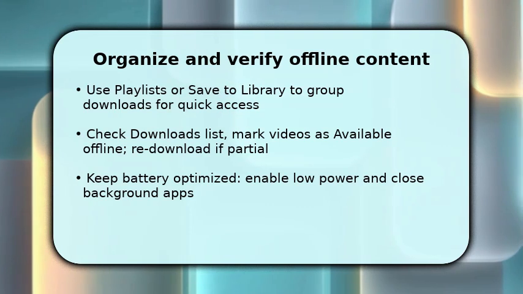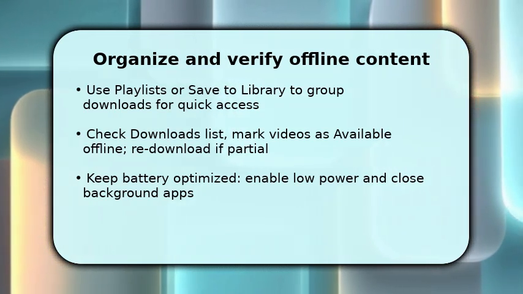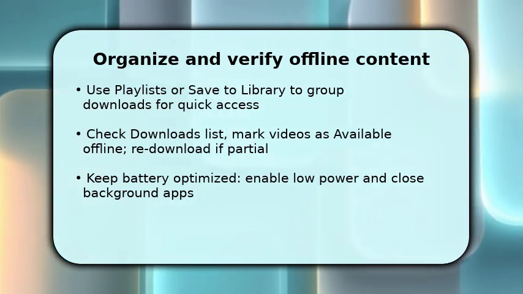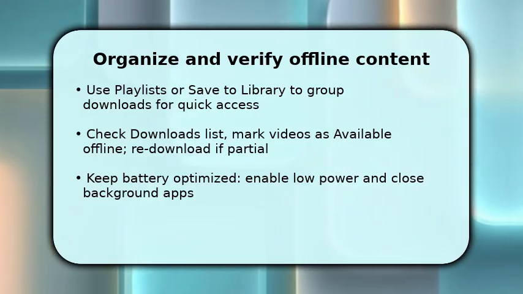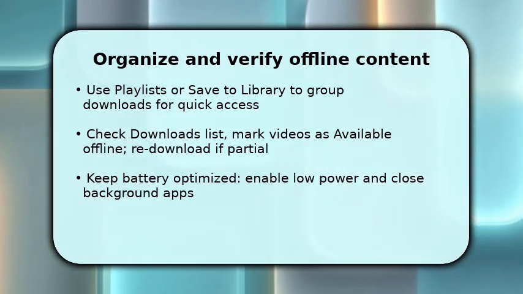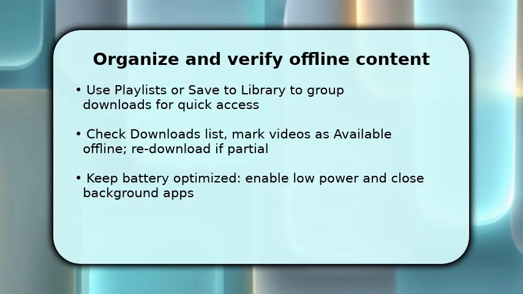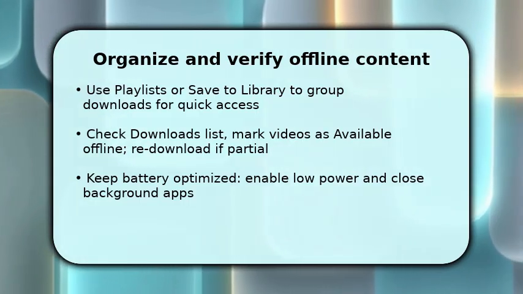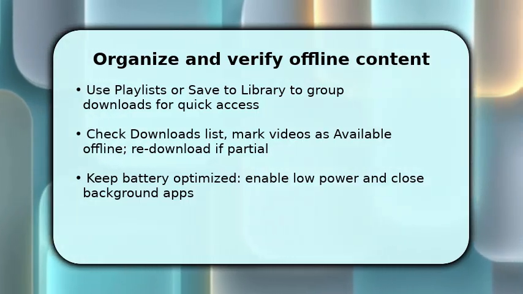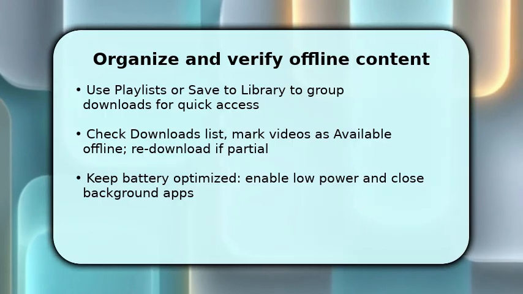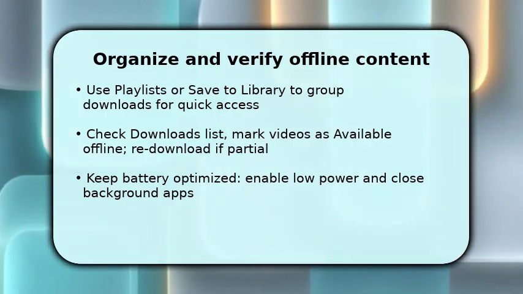Next, organize and confirm your offline library. Create or add to playlists so you can queue content quickly. Go to Library Downloads and confirm each item shows available offline. If a download is partial, delete and re-download at a stable Wi-Fi spot. Make sure offline captions, if needed, are downloaded too.